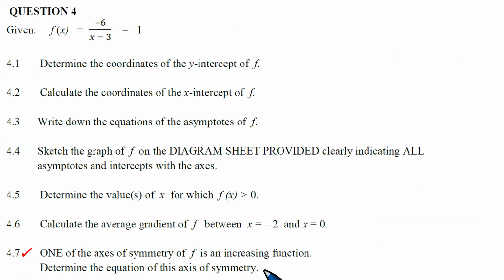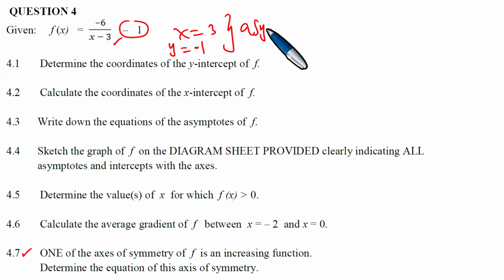So obviously something that we need to realize. For the axes of symmetry, you have the asymptotes, x equals 3 and y equals -1. These are the asymptotes.